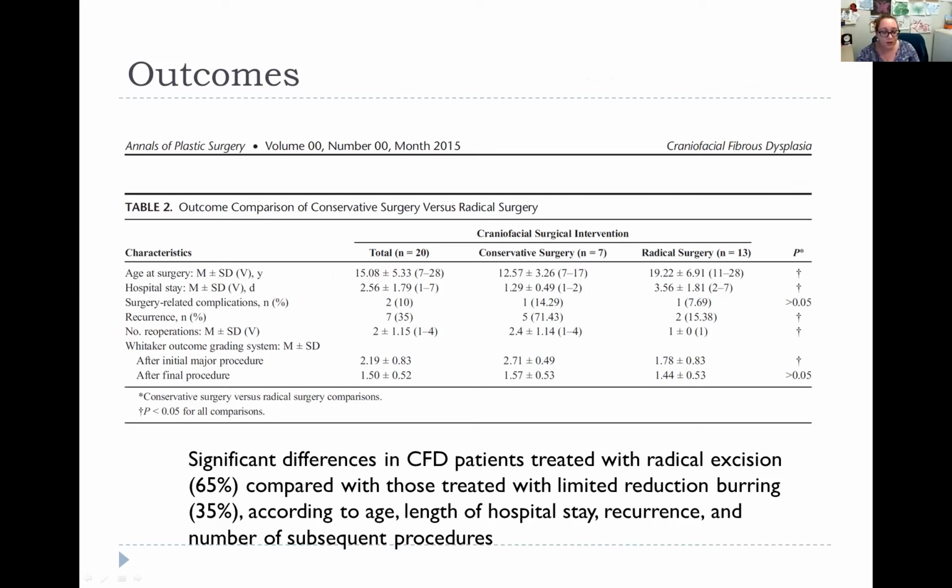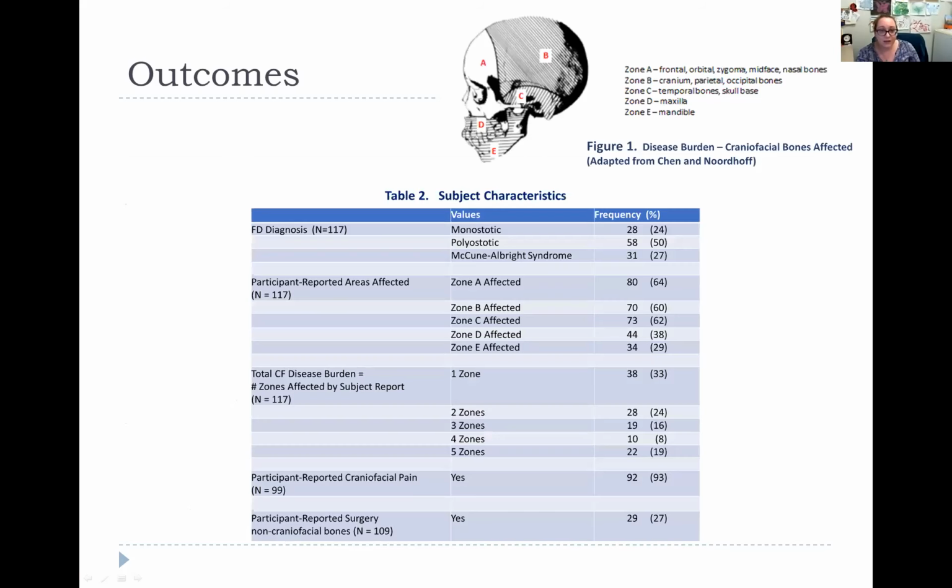If you're removing the whole segment of bone, you're less likely to need an operation in the future. And then finally, just putting up some of these outcomes data that we haven't published yet, but that Amanda Conradia and myself had looked at, where we were using registry data to look back at areas of bone that were affected and that were operated on.